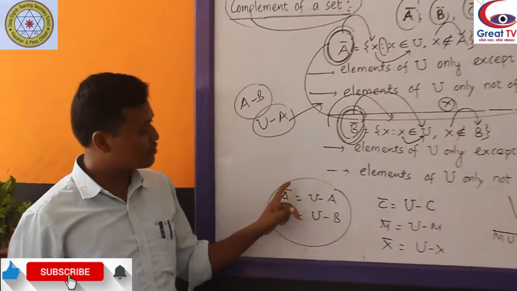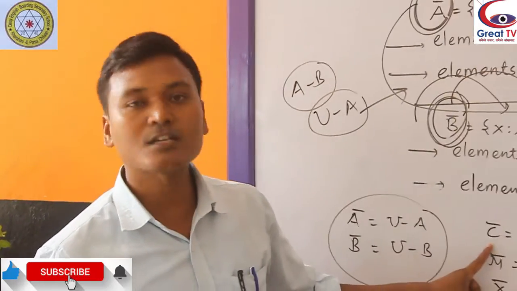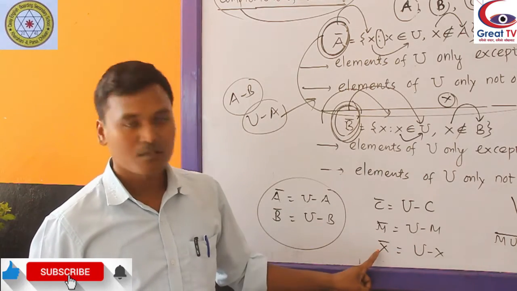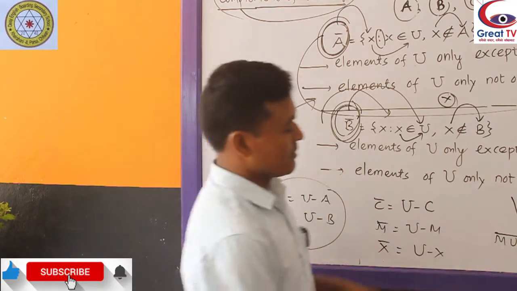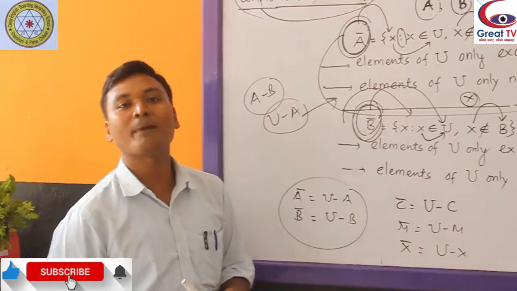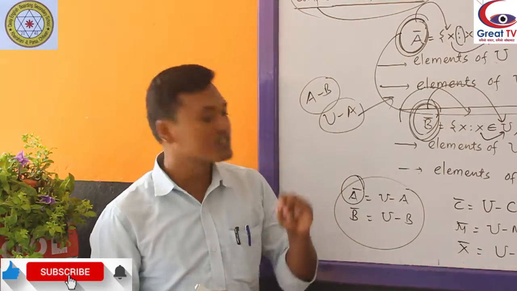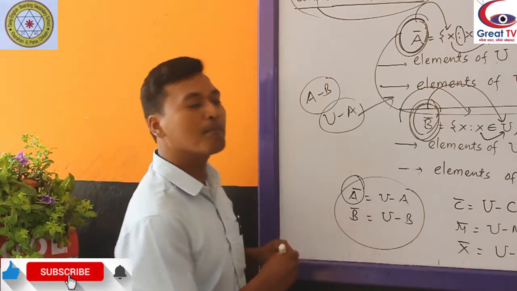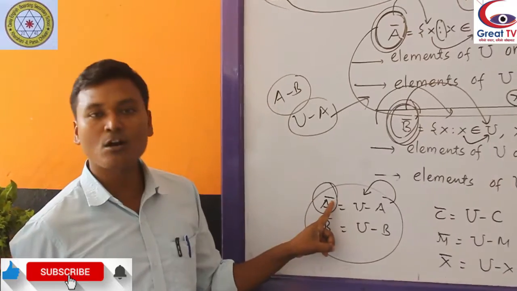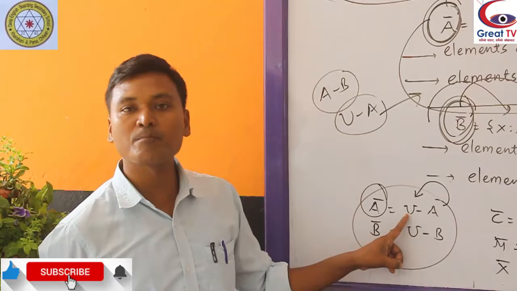You might have noticed one thing. A complement is U difference A, B complement is U difference B, C complement is U difference C, M complement is U difference M, X complement is U difference X, M union N complement is U difference M union N. To find the complement of any set, we just subtract the given set from the universal set. I repeat, to find the complement of any set, we always subtract the given set from the universal set.